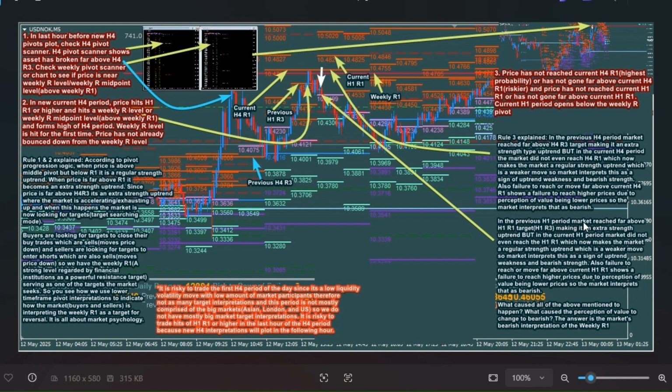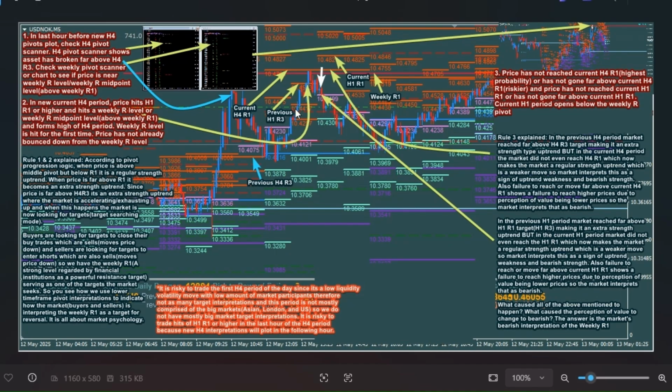In the previous H1 period, market reached far above H1R1 target, H1R3, making it an extra strength uptrend. But in the current H1 period, market did not even reach the H1R1, which now makes the market a regular strength uptrend, which is a weaker move. So market interprets this as a sign of uptrend weakness and bearish strength. Also, failure to reach or move far above current H1R1 shows a failure to reach higher prices due to perception of value being lower prices. So the market interprets that as bearish, okay?